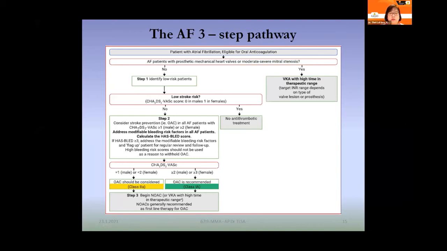So in the patients with a class 1A indication and in the patients with a class 2A indication, we can begin the NOAC, that is newer oral anticoagulants, and we can also call them the DOACs, direct oral anticoagulants, or vitamin K antagonists with the INR in a high time in the therapeutic range. And nowadays, the NOACs are generally recommended as the first-line therapy for oral anticoagulation.